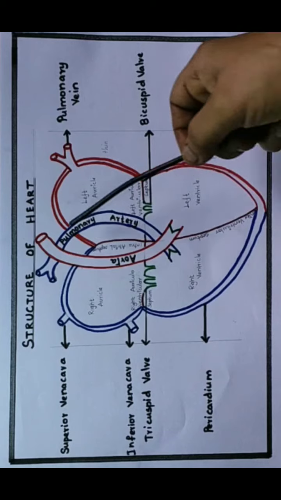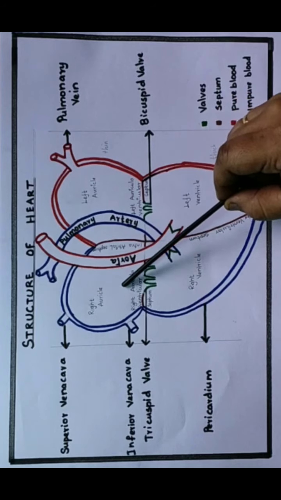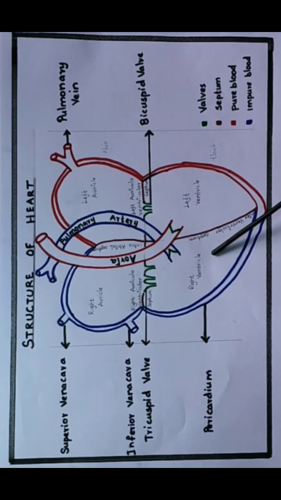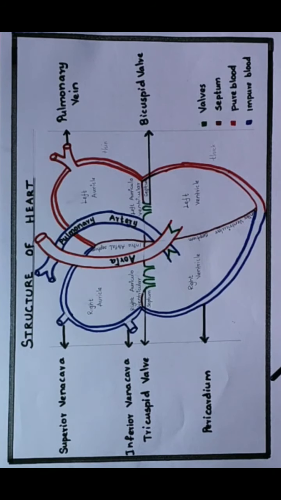Next, let me tell you about the valves in the heart. There are 4 valves. Between the right auricle and right ventricle, there are 3 flaps, which is said to be tricuspid valve, which allows the blood to flow from right auricle to right ventricle. It never allows the blood to flow backwards. That's the purpose of valve.